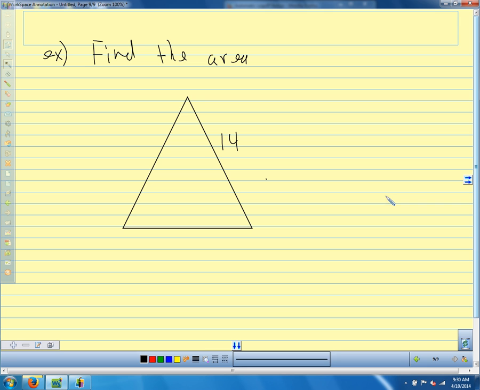Okay, what are we going to do here? Draw. So for an equilateral triangle, we can draw the center. I think it's a little easier just to cut it in half. The area of a triangle is what? How do we find the area of a triangle? Base times height divided by 2.